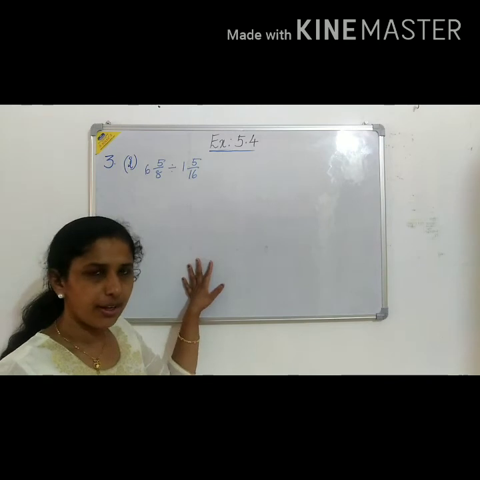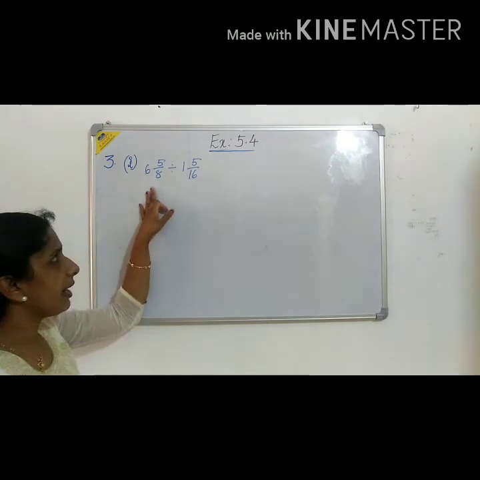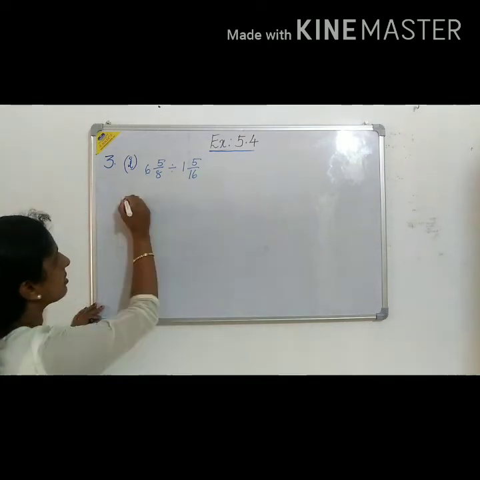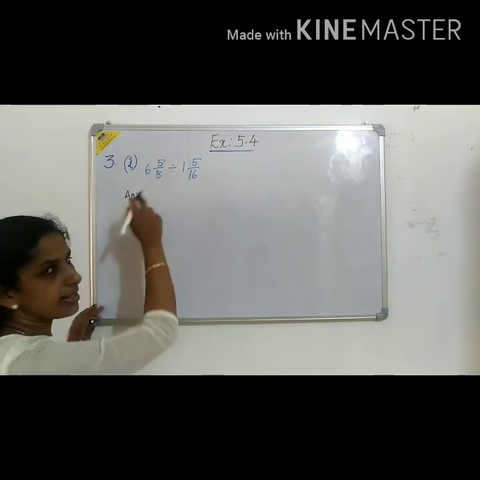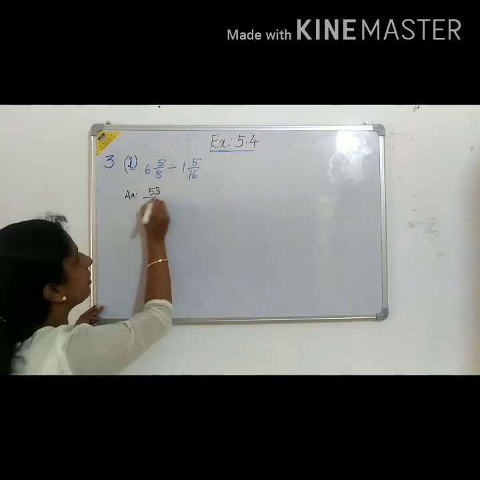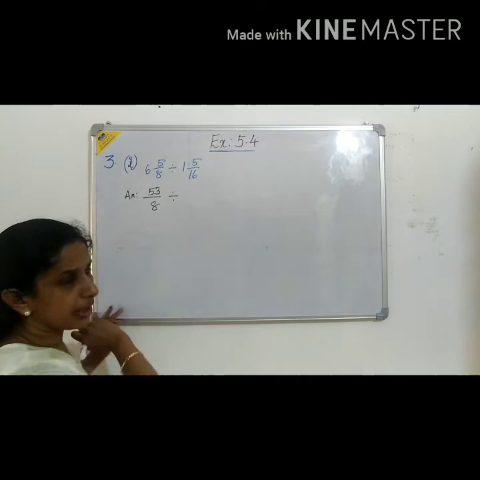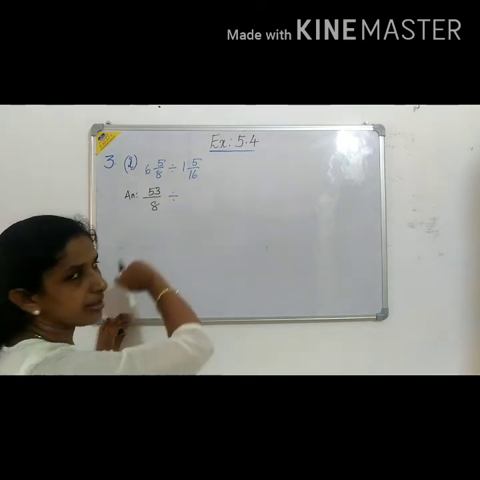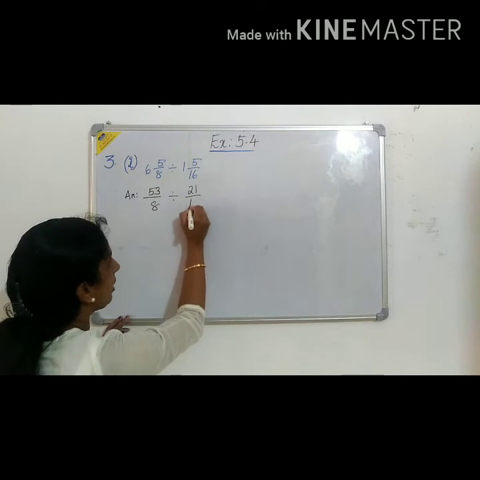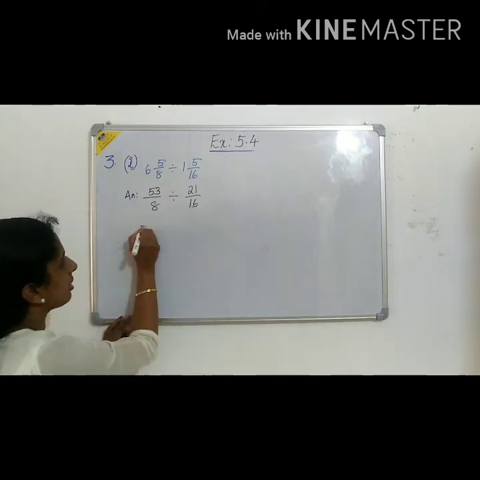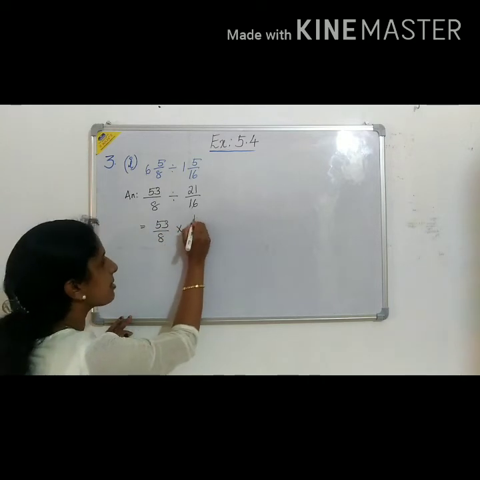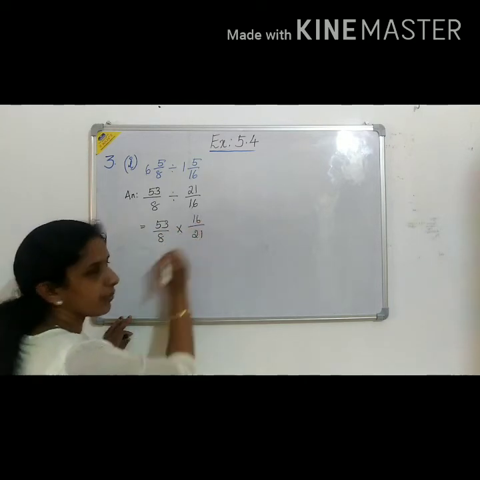Next question is 3(i). 6 5 by 8 divided by 1 5 by 16. Answer is: 6 8s are 48, 48 plus 5 is 53. So 53 by 8 divided by 1 into 16, 16 plus 5 is 21. 21 by 16. Now this is equal to 53 by 8 into 16 by 21.